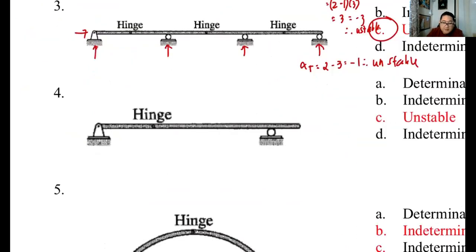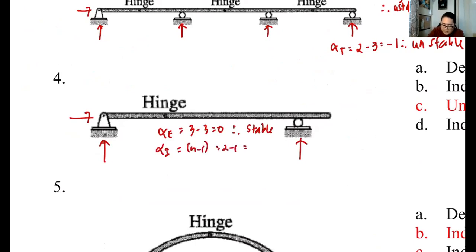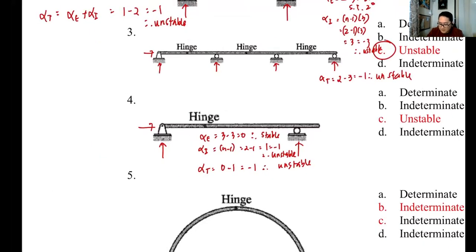Number 4, we have a simply supported or hanging beam, no? So we have 2 reactions, 1 reaction. So external natin will be equals to 3 minus 3 is equals to 0. Therefore, stable tayo for external stability. For internal, we have 1 hinge, so n minus 1, so 2 minus 1, or 1. Sorry. 1 or negative 1, therefore unstable tayo, or negative 1 yung nasa choices. And then for our total, that will be 0 minus 1, so negative 1, therefore unstable din tayo for number 4. Okay?